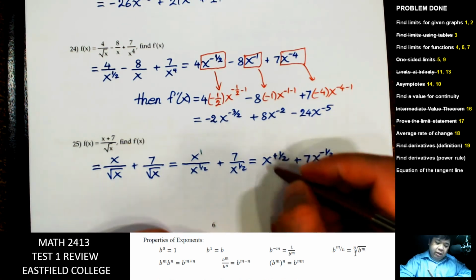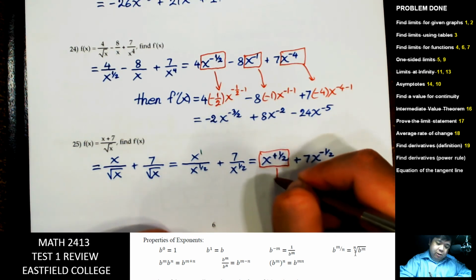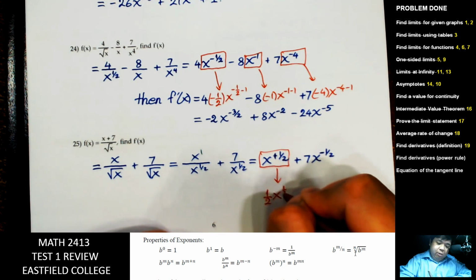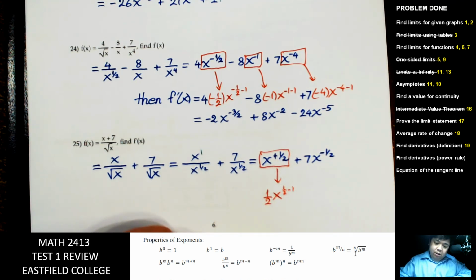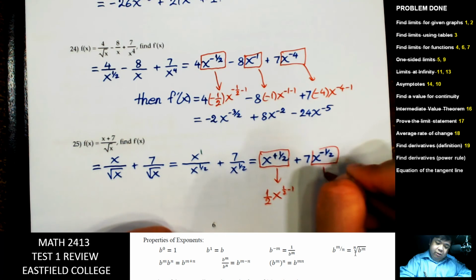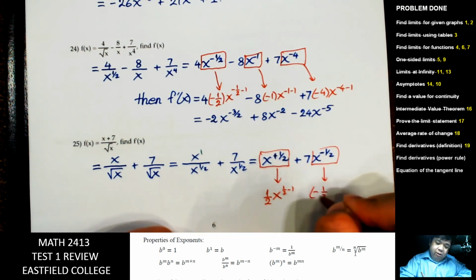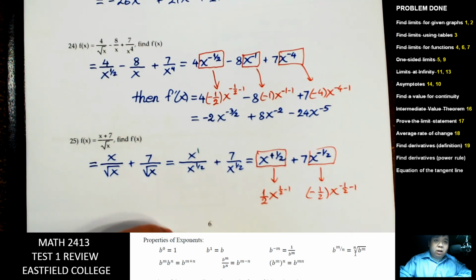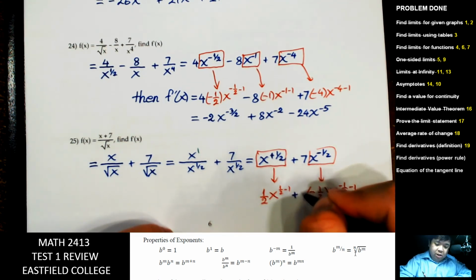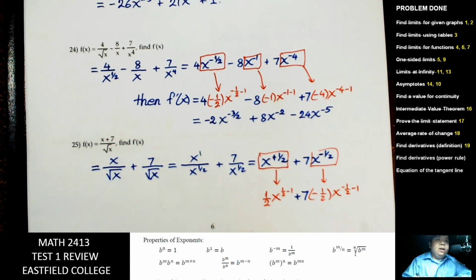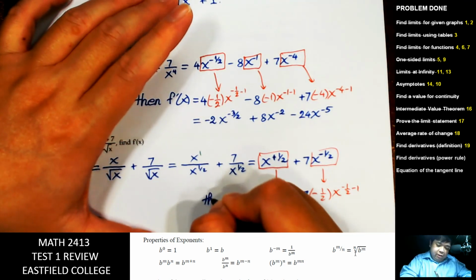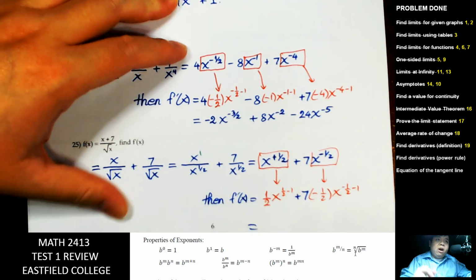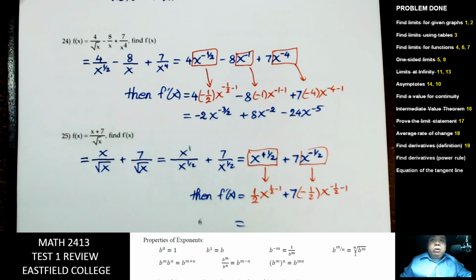Now we'll take derivative. It is 1/2 x to the 1/2 minus 1, and derivative negative 1/2 x to the negative 1/2 minus 1. The plus 7 still stays, and that is the derivative. And of course we can simplify this, but that should be easy.